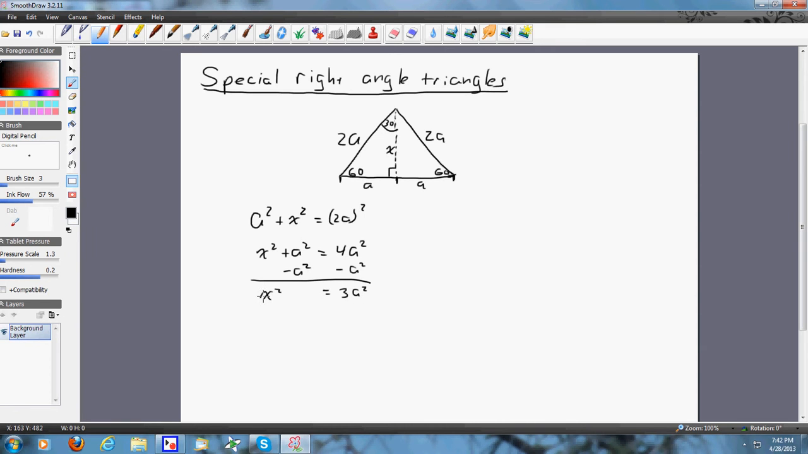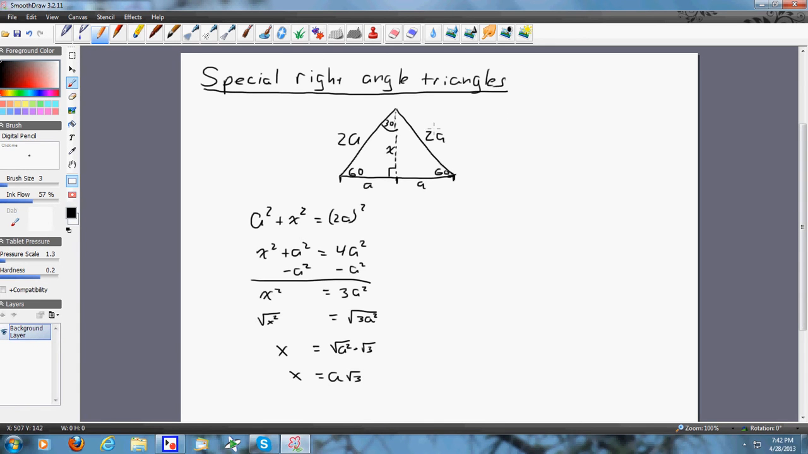Well, that's great, except I don't want x squared, so I'm going to take the square root of this. So that gives me x equals, it's really plus or minus, but because we're talking about a distance, we completely neglect the negative. And you're left with the square root of a squared times the square root of 3. And so x equals a radical 3.